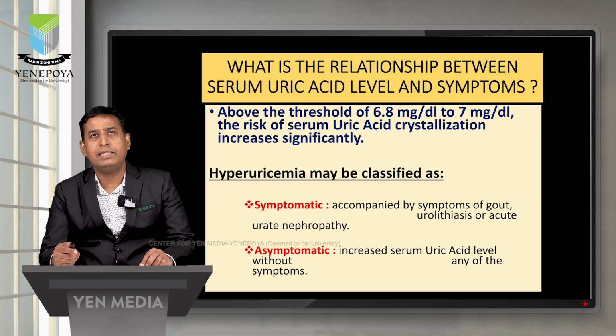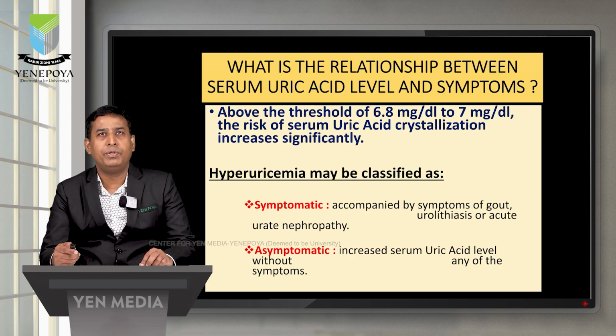The next question that arises is, what is the relationship between the serum uric acid level and the symptoms manifested? As we have already discussed, above the threshold of 6.8 to 7 mg per dL, the risk of uric acid crystallization increases significantly at 37 degrees centigrade. Hence, hyperuricemia may be classified as symptomatic and asymptomatic.